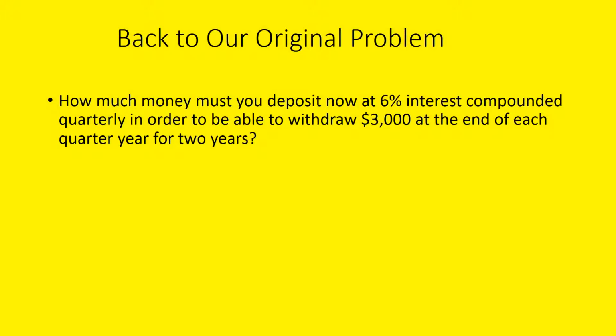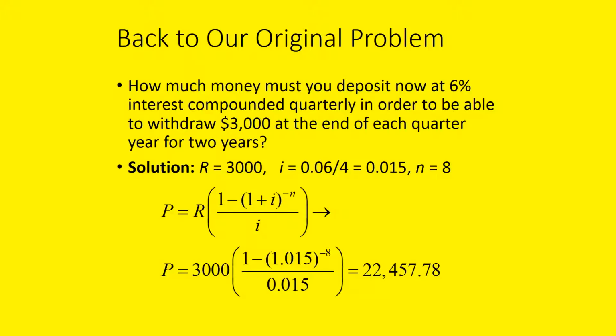So back to the original problem: how much money must you deposit now at 6% interest compounded quarterly in order to be able to withdraw $3,000 at the end of each quarter year for 2 years? Okay. And so we're just going to use the formula.